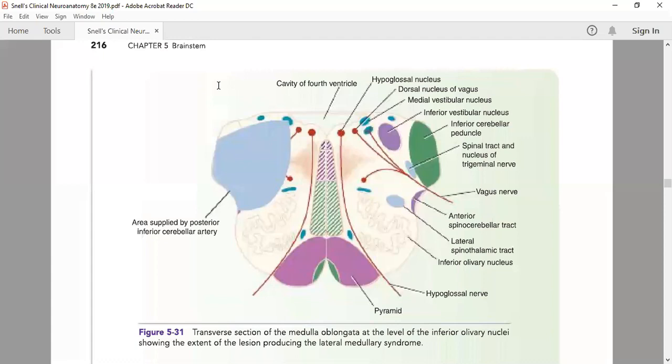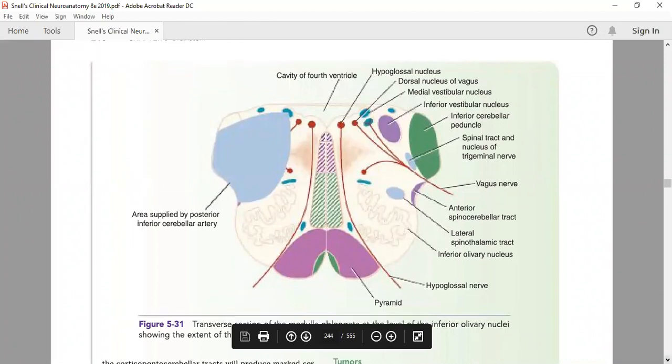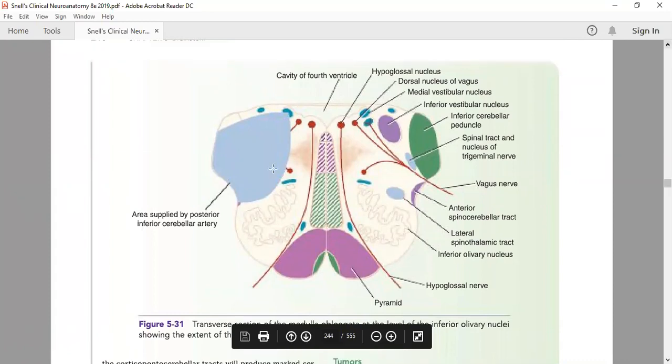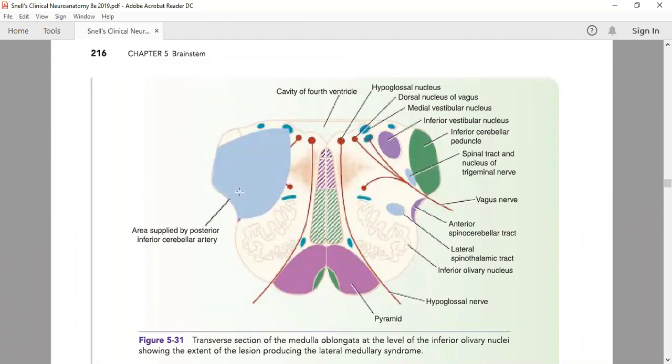So you can see the pictures of the transverse section of medulla oblongata at the level of inferior olivary nuclei, showing the extent of lesion producing lateral medullary syndrome. You can see here thrombosis. These are the areas supplied by posterior inferior cerebellar artery, PICA, in the lateral side of medulla. It will result in lateral medullary syndrome or Wallenberg syndrome.